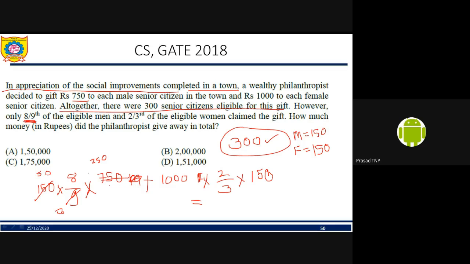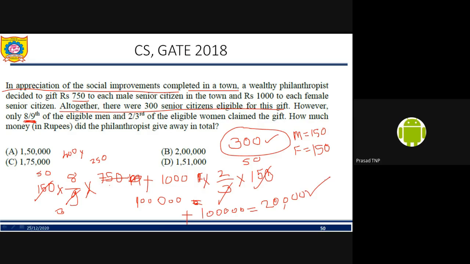So how much is it coming? 25 into 8 or 40. 8 into 5 is 400 into 250. So these are 3 zeros. 25 into 4 is 100. So it is coming 1 lakh rupees for the male plus 150 by 3 is 50. 50 into 2 is 100. 100 into 1000 is 1 lakh. So total will be 2 lakh.